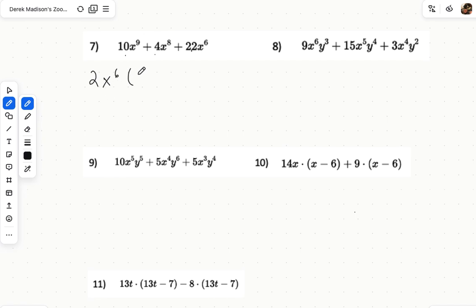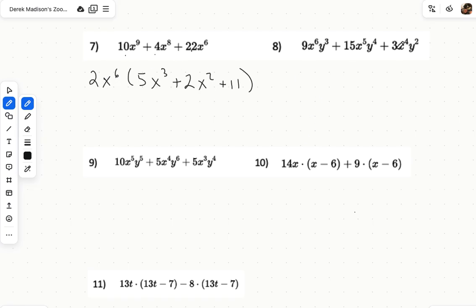So 2 goes into 10 5 times, and 6 out of 9 would leave us 3, remember we're adding. And then 2 goes into 4 twice, and 6 out of 8 would leave us 2. 2 goes into 22 11 times, and 6 out of 6 leaves us none, which makes sense because we multiply back and get that. And you can always check any factoring by multiplying, so if you distribute this back, you should get the exact same thing you started with.